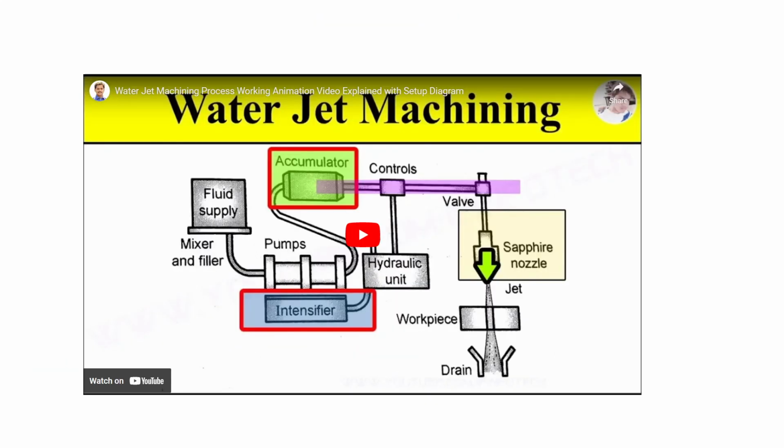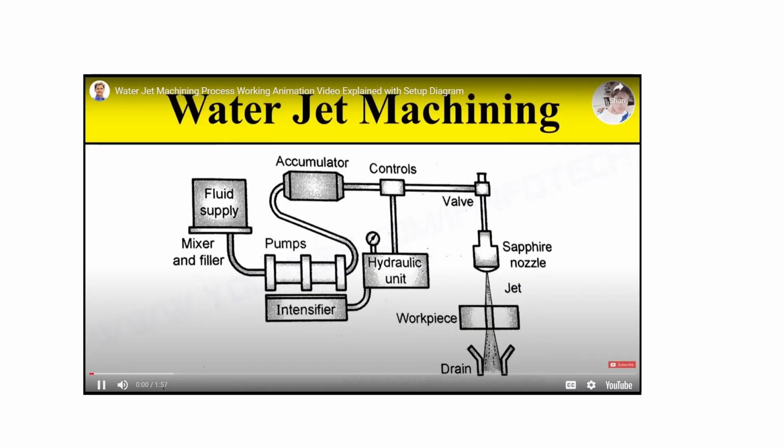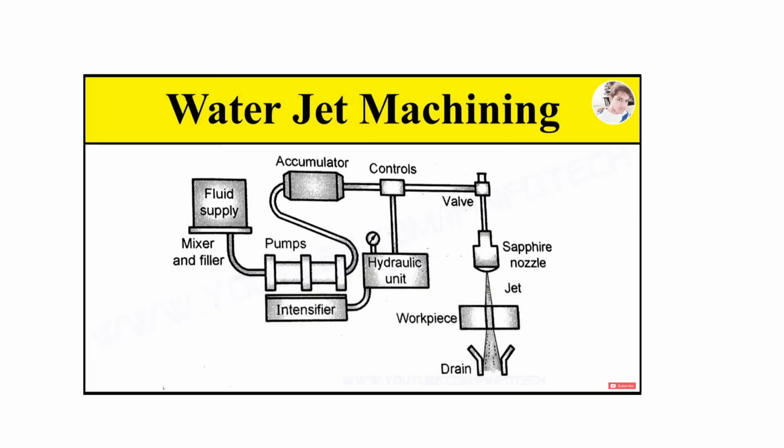We'll see a video now for the water jet machining, how it is done. Working of water jet machine. So the major components are reservoir, pump, intensifier, accumulator, control valve, flow regulator, nozzle. So first we see reservoir.